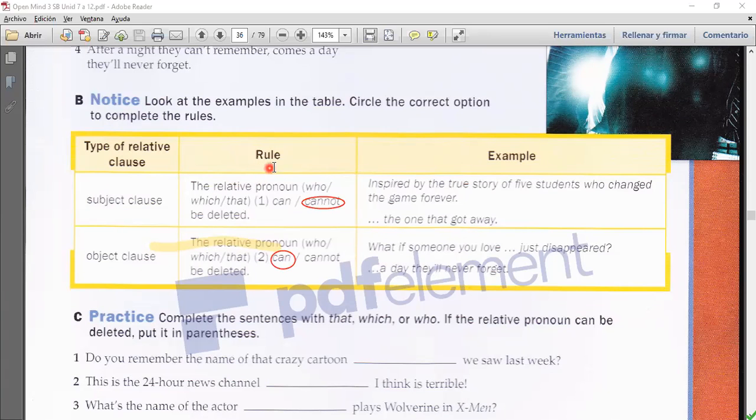So, rule: the relative pronoun, who, which, that, cannot be deleted. The relative pronoun, who, which, that, cannot be deleted. What does deleted mean? Give me a synonym, not a Spanish. Give me a synonym of deleted.